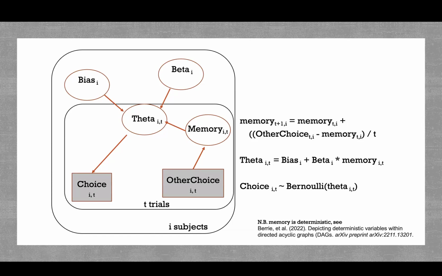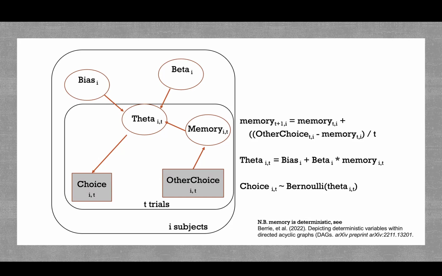Basically, that theta is, as we've seen, determined by bias I for that participant plus beta I for that participant times memory. Meaning that that participant might have a certain tendency to pick right and a certain tendency to follow the previous pattern in the other. And here we have the old equation to figure out memory, right? Does this make sense?